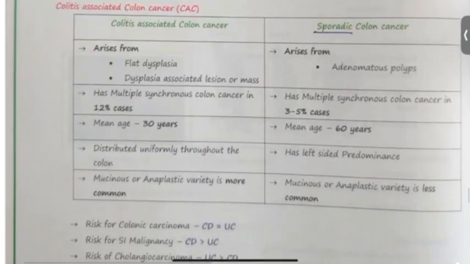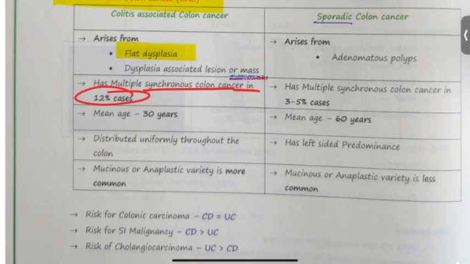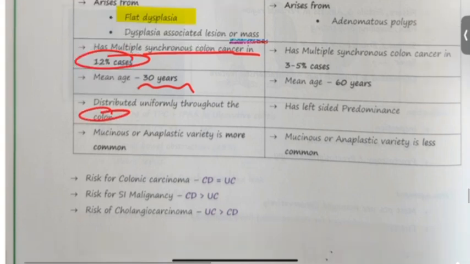Okay, next, speaking of colitis associated colon cancer. Colitis associated colon cancer arises from flat dysplasia and dysplasia associated lesion or mass. It has multiple synchronous colon cancer in 12% cases. Okay, synchronous colon cancer, almost all cancers will arise at the same time. Mean age is about 30 years and distributed uniformly throughout the colon. Okay, these are mucinous or anaplastic variety is more common.